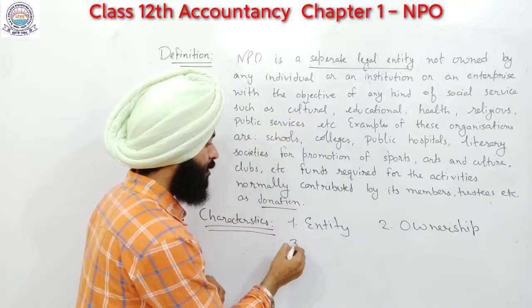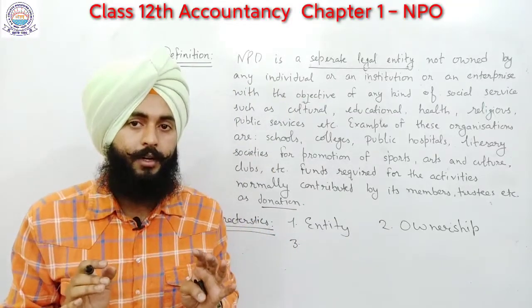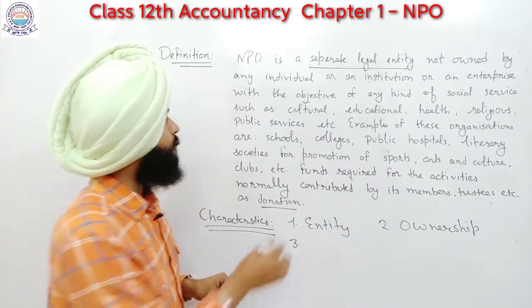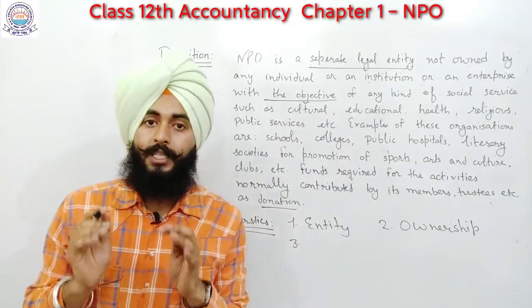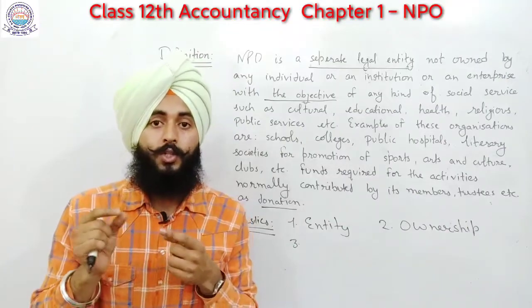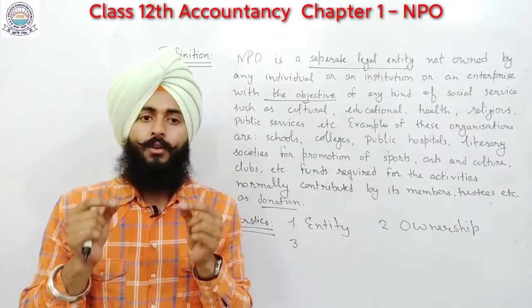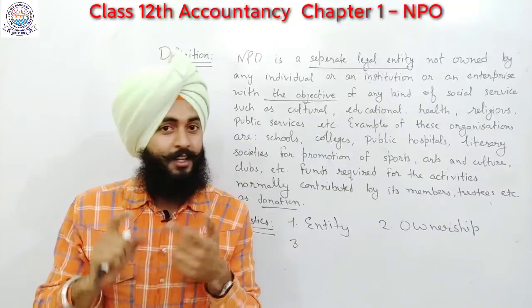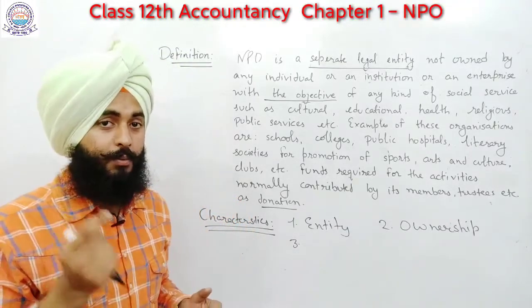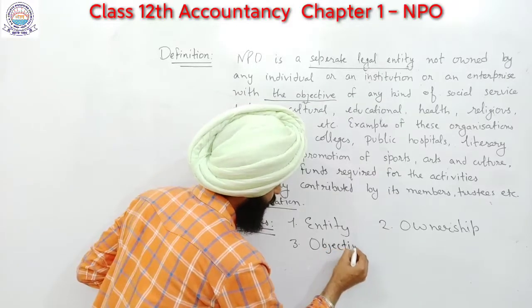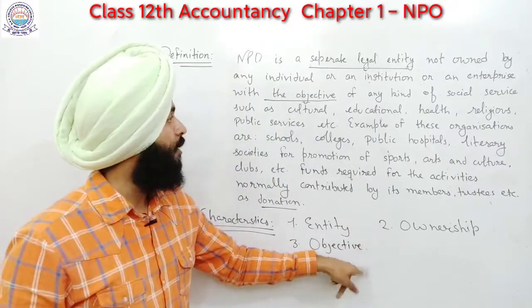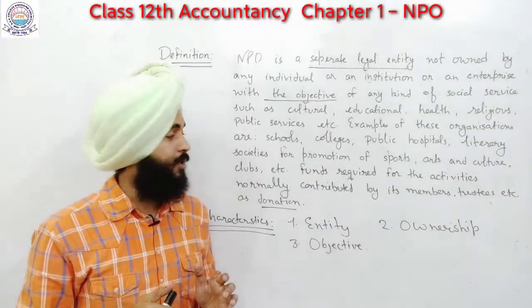So we are just drawing some sort of specific point. And another thing is objective की बात करें. They have the specific objective to do social service, not to earn money. ठीक है, not to earn profits. So this is the third characteristics. Objective हो गया. और what else we can say?